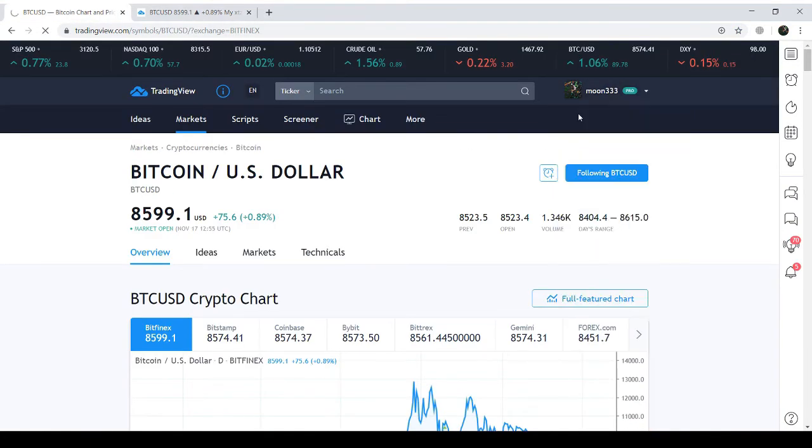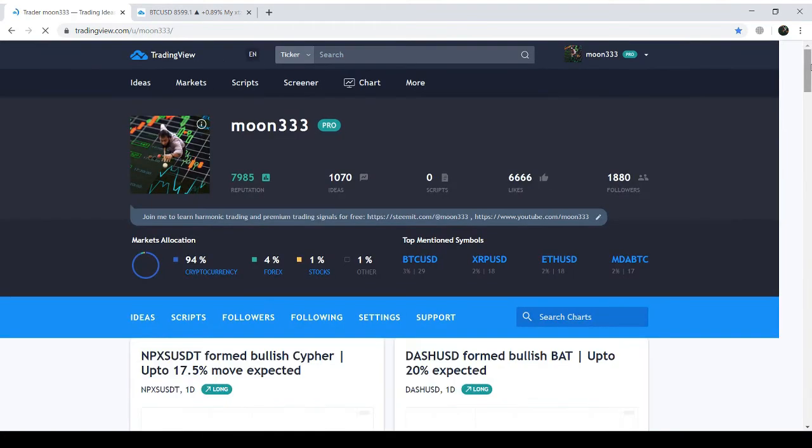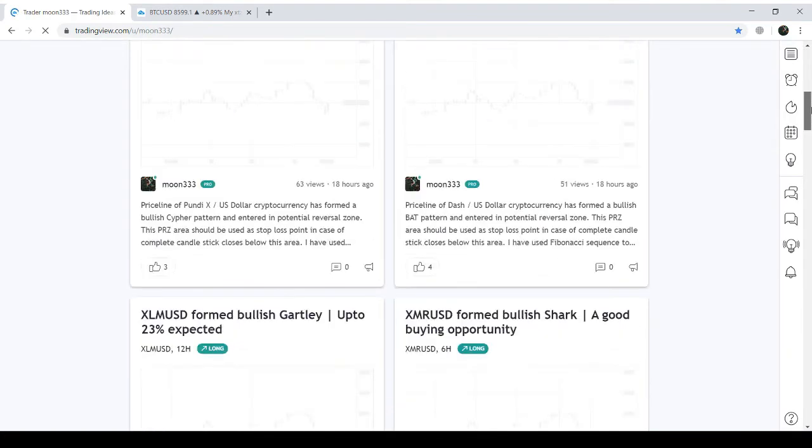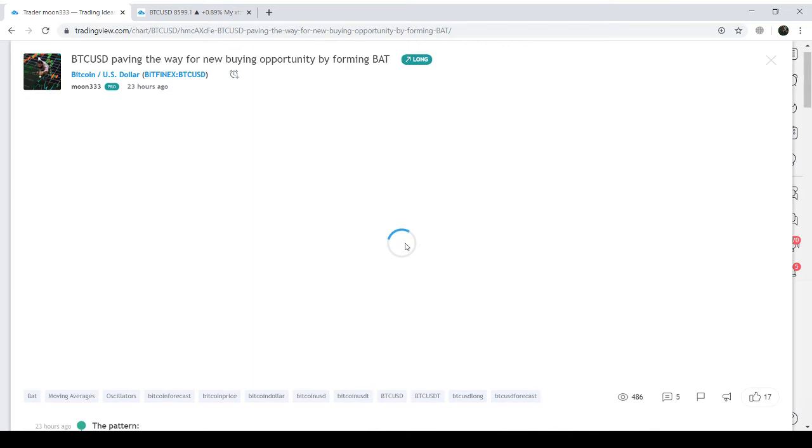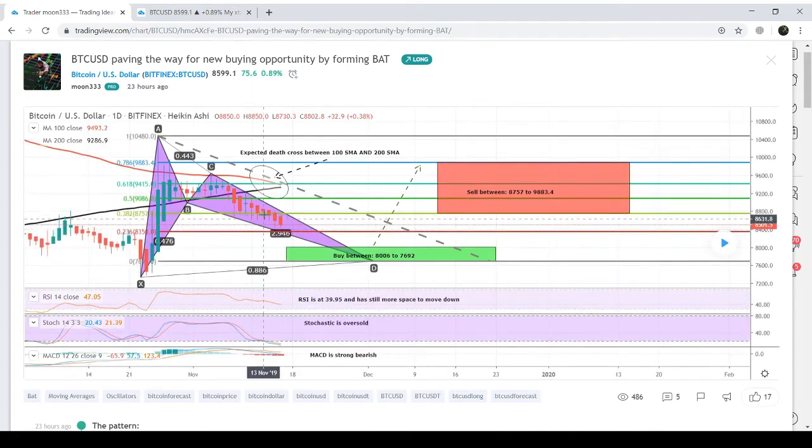And this is the chart I published yesterday. All right, there's one more thing. You can see that on this chart, we have a kind of death cross. The small moving average, the 100 simple moving average, is crossing down the 200 moving average. So this death cross can lead the price action down to here, in this potential reversal zone.